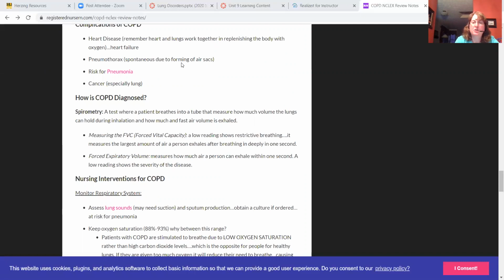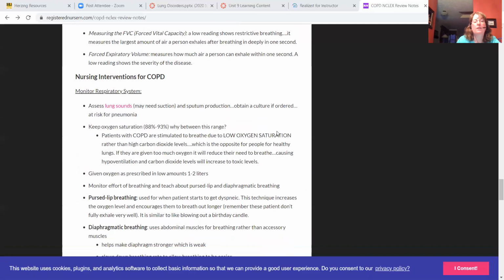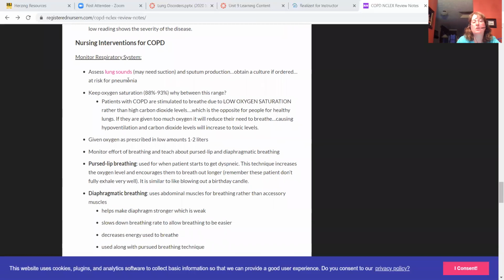And then interventions for people with COPD. You're going to assess their lung sounds because they might need suctioned since they have all this sputum. If they have a lot of sputum, sometimes the doctor will want you to do a culture to see if they have an infection going on, so that could be something that you would do.